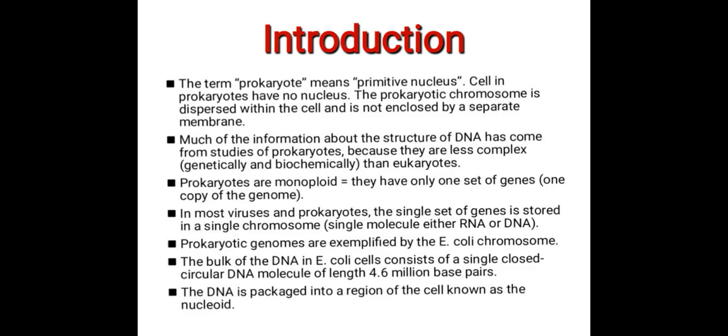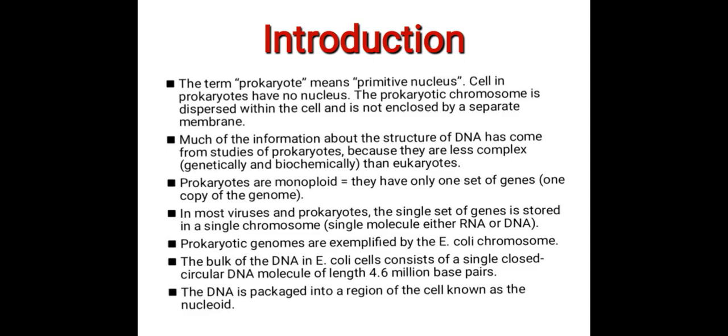Prokaryotes are monoploid; they have only one set of genes and one copy of the genome. In most viruses and prokaryotes, a single set of genes is stored in a single chromosome, a single molecule, either RNA or DNA. Prokaryotic genomes are exemplified by the E. coli chromosome. The bulk of the DNA in E. coli cells consists of a single closed circular DNA molecule 4.6 million base pairs in length. The DNA is packaged into a region of the cell known as the nucleoid.